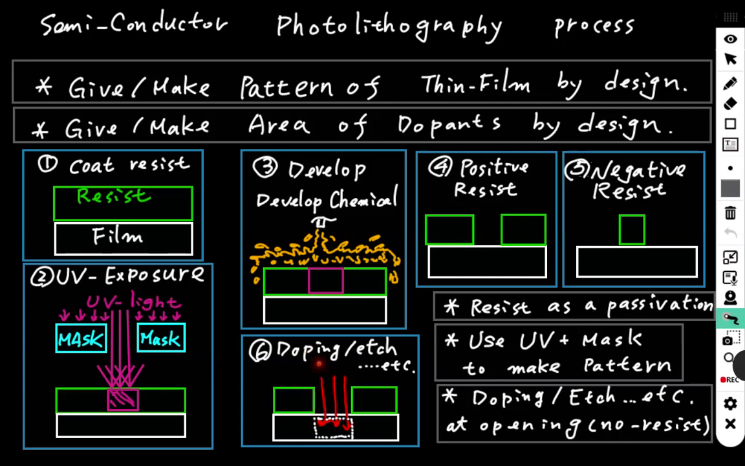So the lithography is to use the light and the mask and the resist to make the protection layer, and we have a pattern. Then we can do another process to take care of this part without preservation.